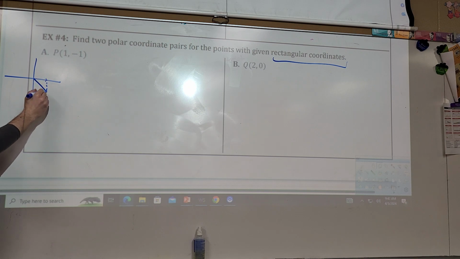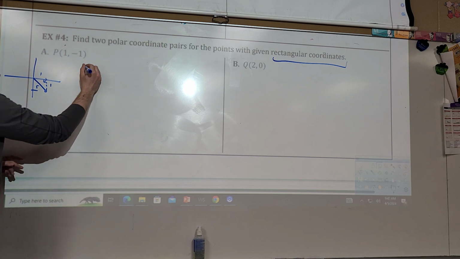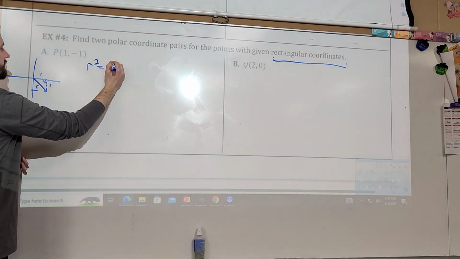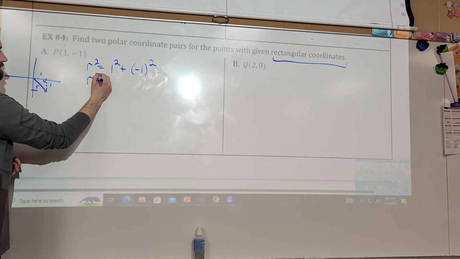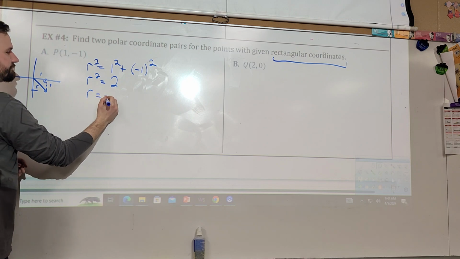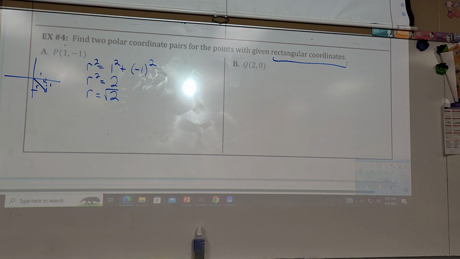How would I find that length if this was a triangle? Pythagorean theorem, right? This is why I tell you guys, memorizing things is good, but just understanding what's going on is even better. It's going to be Pythagorean theorem to find my r because it's a right triangle, then r squared equals x squared plus y squared, right? Also, that's your distance formula. You're finding the distance away from 0. So my r is going to be root 2.